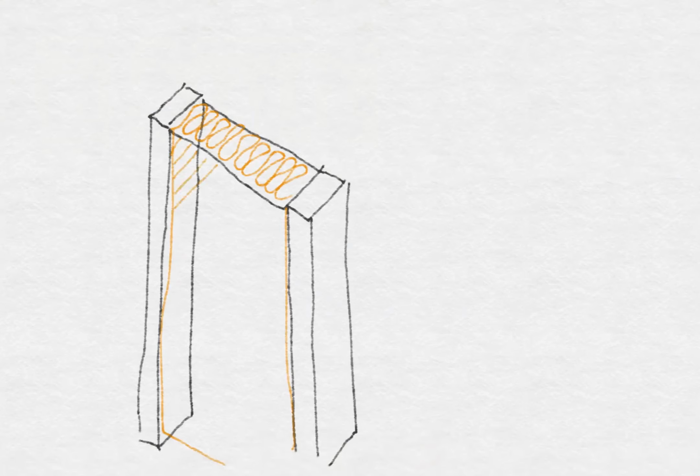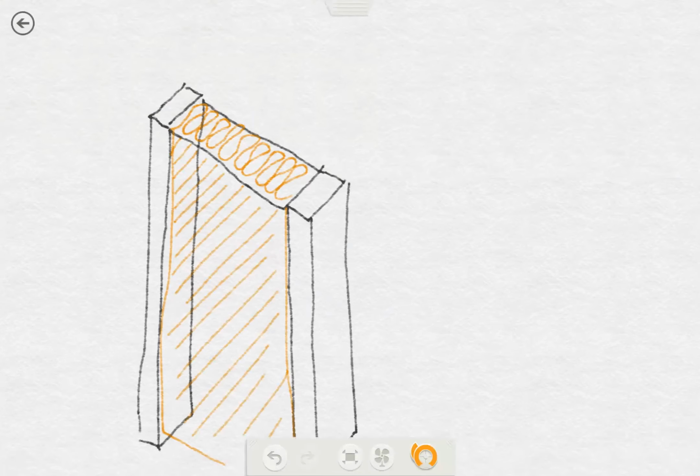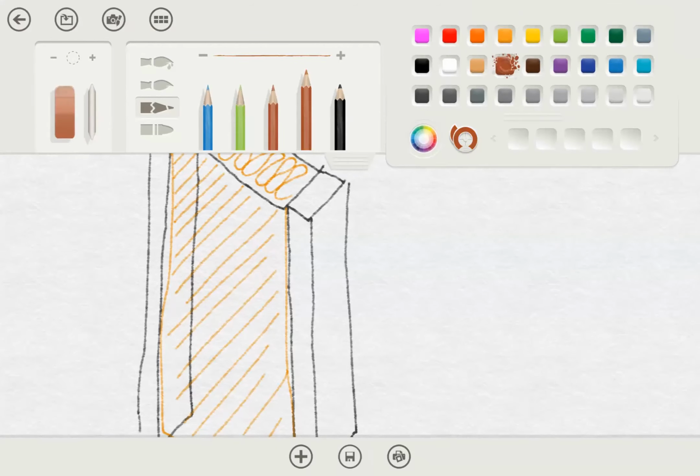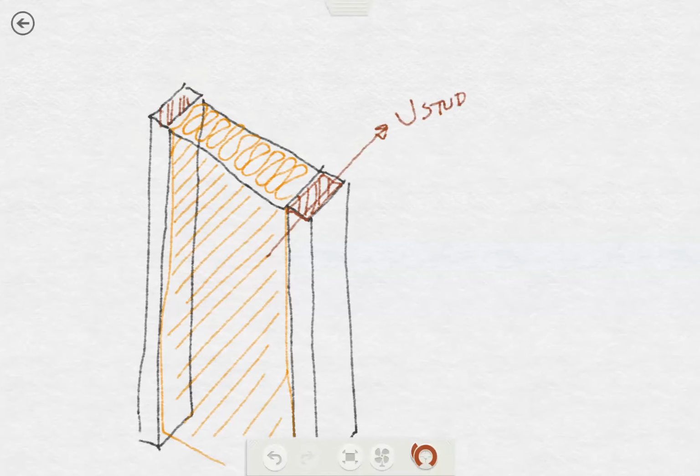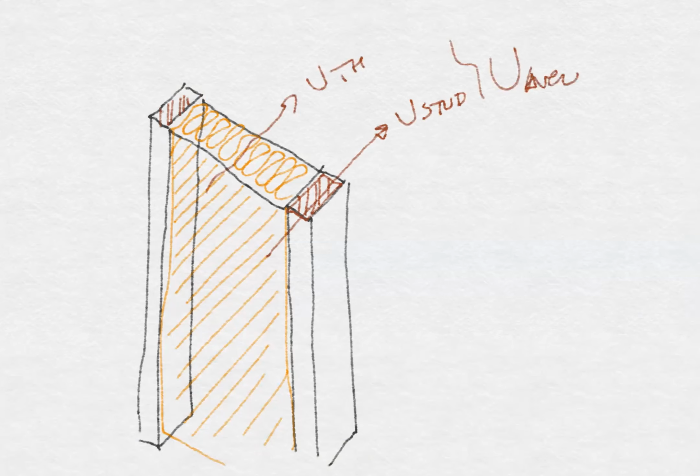Okay, so this is a thermal insulation panel, can be fiberglass, fiberboard, whatever, between two studs. And this is wood. So that stud is made of wood. So what happens here? There will be a U value through the stud, and there will be a U value through the thermal insulation. And finally, we will have to calculate the U average.